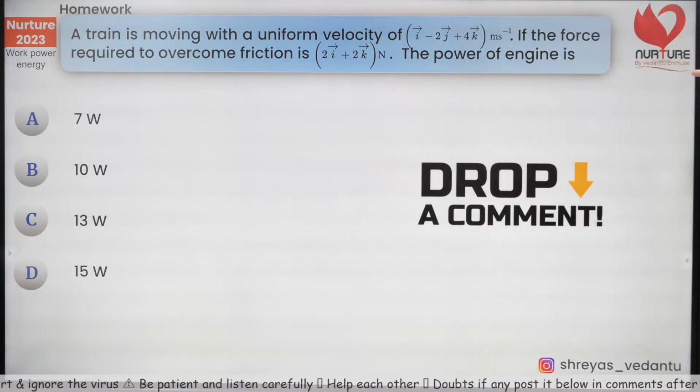Okay, the train's velocity and frictional force are given. What is the power of the engine required to move it with that speed?